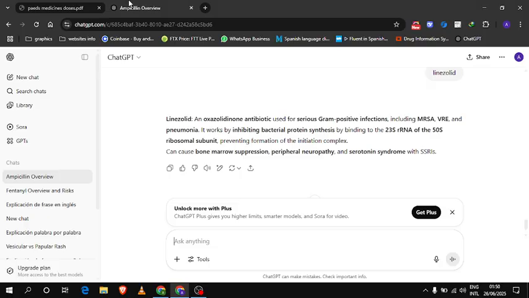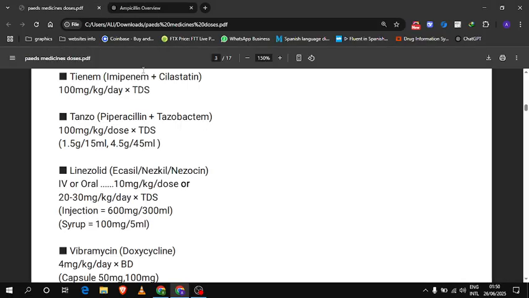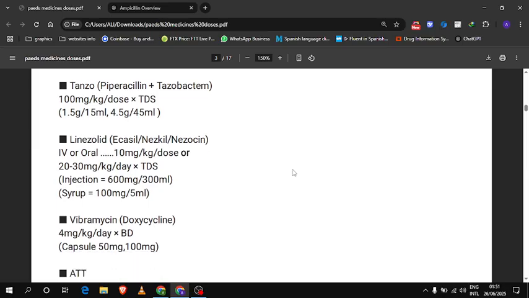So it is important to remember the side effects. It is a great antibiotic, but it is important to keep in mind these side effects. The dose of linezolid IV or oral is 10 mg per kg per dose or 20 to 30 mg per kg TDS. The formulation in injection is 300 mg by 300 ml and the syrup is 100 mg by 5 ml. So the 20 to 30 mg is the dose. You can calculate according to the weight.